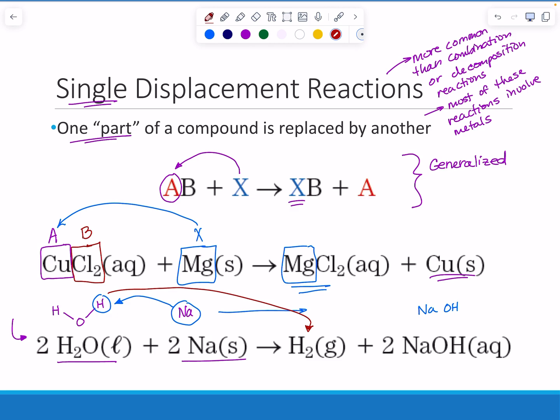Now, sodium hydroxide is a strong base, which means that when it's in water, it breaks up into sodium ions and hydroxide ions. And this is the thing that turns the litmus blue, or purple it was. All right, so you did a single displacement reaction in lab. You did the reaction of sodium with water.